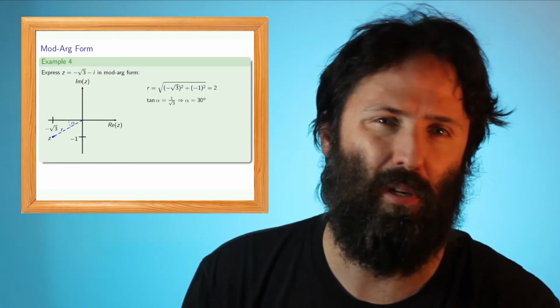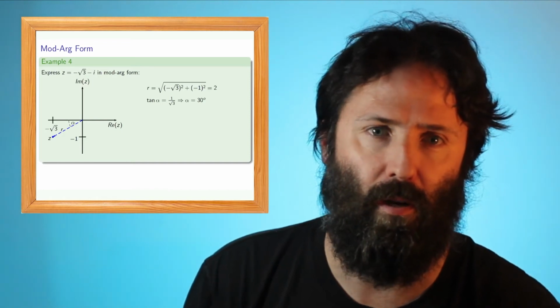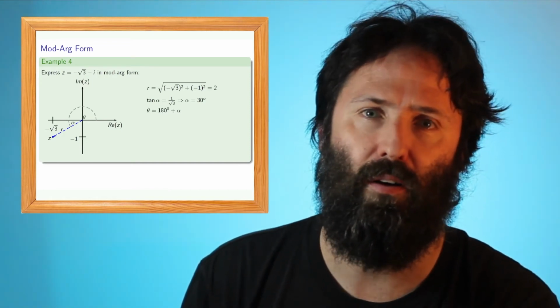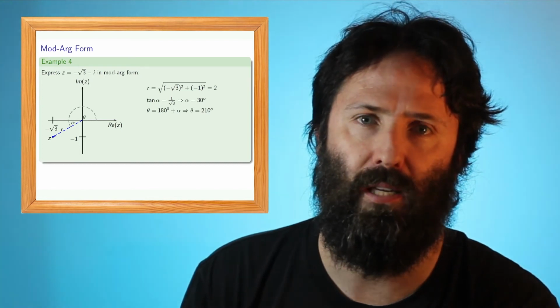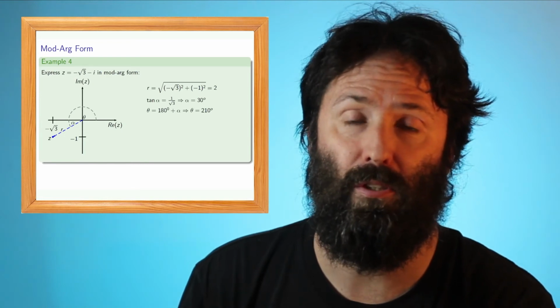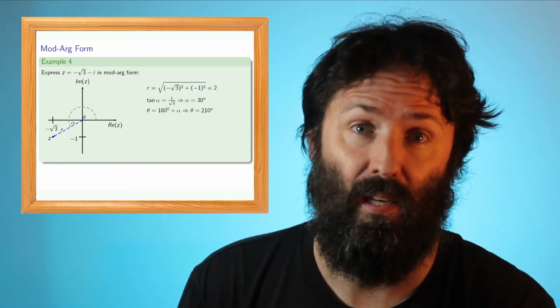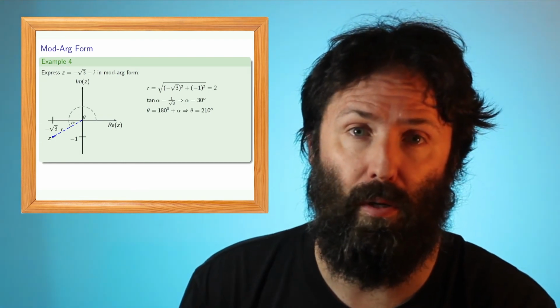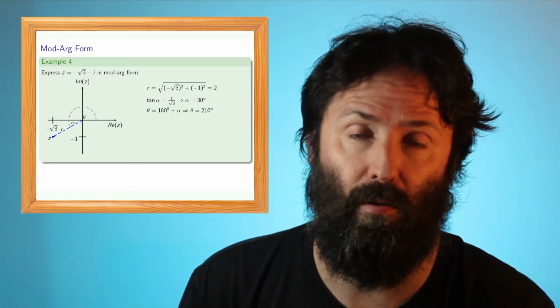Now I can use my all stations to central idea. I know it's in the third quadrant, so it's going to be 180 plus alpha, and I'm going to get 210 degrees. Okay, I'm actually going to leave that one to you to write down in mod-arg form, and then you can let me know what you got, and hopefully you got the right answer.